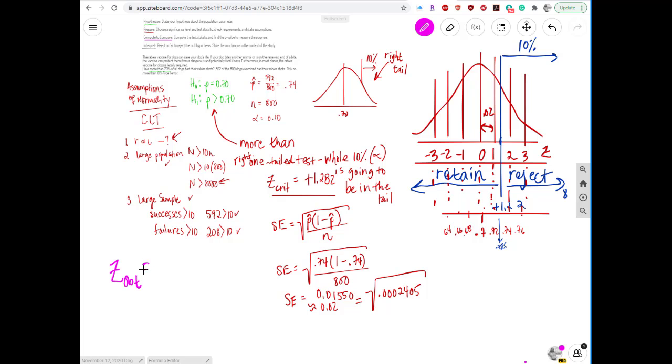So our Z obtained is going to have the formula of p-hat minus the population proportion divided by the standard error. So my Z obtained is going to be 0.74 minus 0.7, and we're going to divide that by the 0.01550 that we calculated in the prepare part.